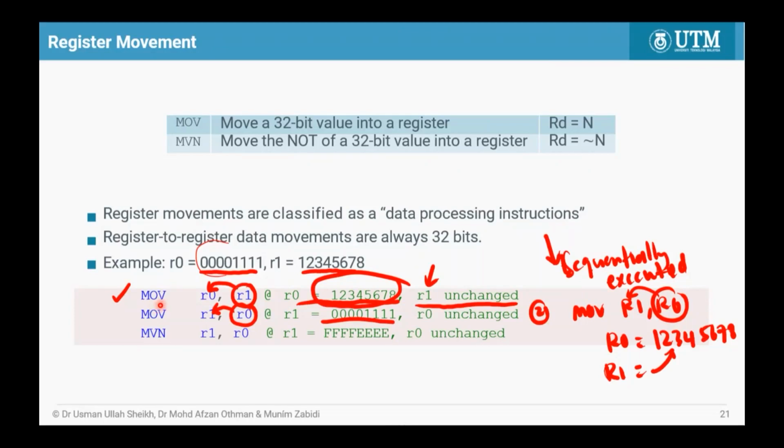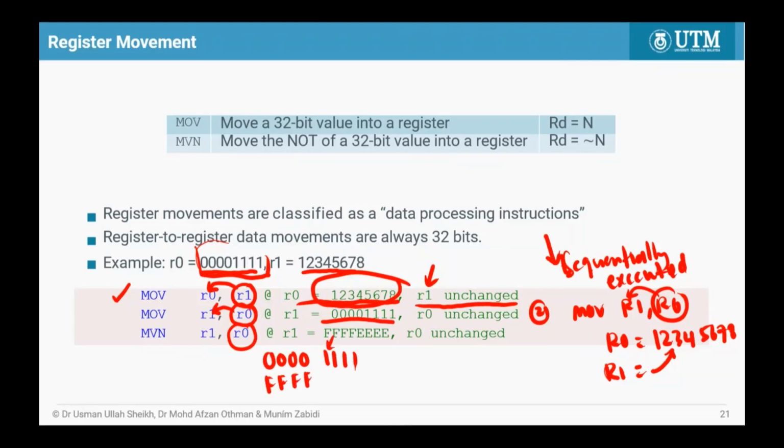For the third instruction, MVN R1, R0, what you're going to do is find the complement of R0. Since your R0 is 0, 0, 0, 0, 1, 1, 1, 1, if you complement the 0, you will get F. What about 1? What would be the value?